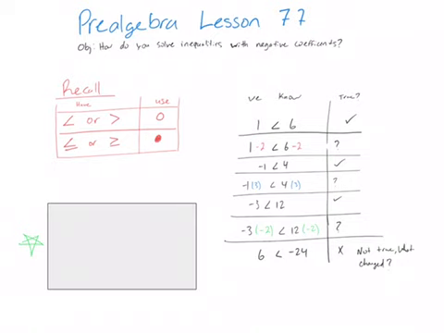What if I multiply by a number? Well, let's say I multiply by 3. Negative 1 times 3 is negative 3. 4 times 3 is 12. Is 12 bigger than negative 3? Yes, it is. That's why I put a check mark there.